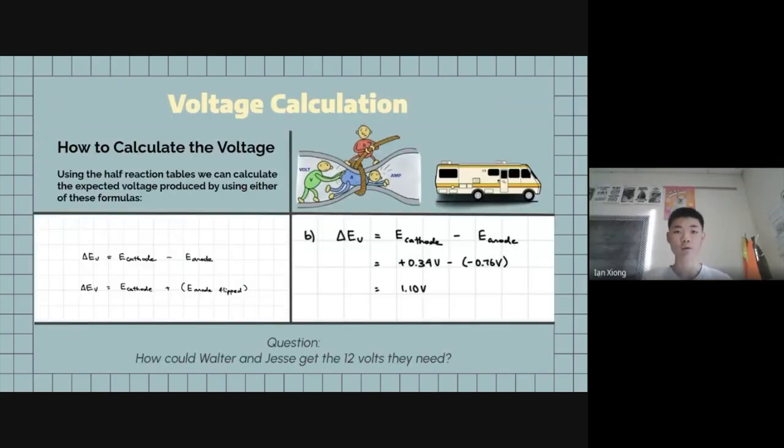So, in order to calculate the amount of voltage your cell produces, there's 2 equations, as you can see on the left, which is basically the difference in potential between the electrodes. Now, if we do the calculations for yours between the copper cathode and the zinc anode, your cell only produces 1.10 volts, which is not enough if you make 6 of those to get the 12 volts that you need. So Parsa, what can we do to increase the number of volts so that Walter and Jesse can get out?